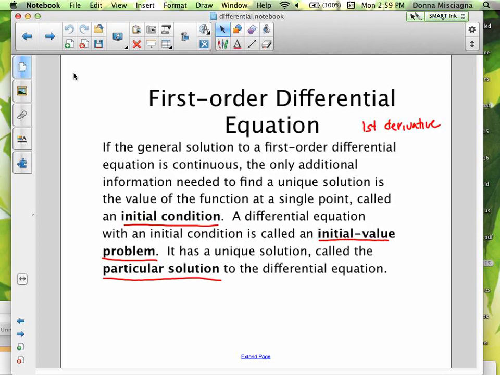A first-order differential equation. If we have a general solution to a first-order differential equation, the only additional information needed to define a unique solution is the value of the function at a single point, called the initial condition. A differential equation with an initial condition is called an initial value problem. It has a unique solution called the particular solution to the differential equation. So we'll start. This starts off kind of like any derivatives, and then this lesson will branch off a little bit.